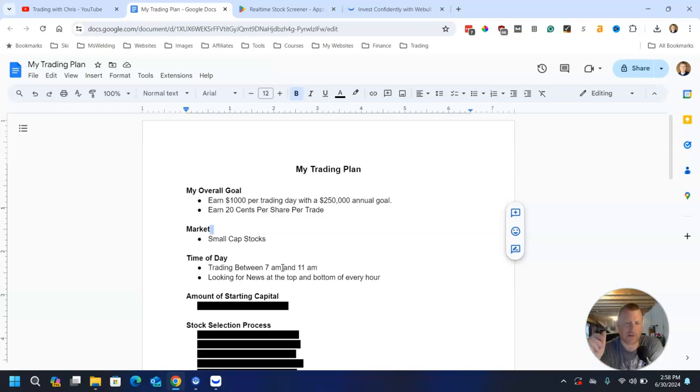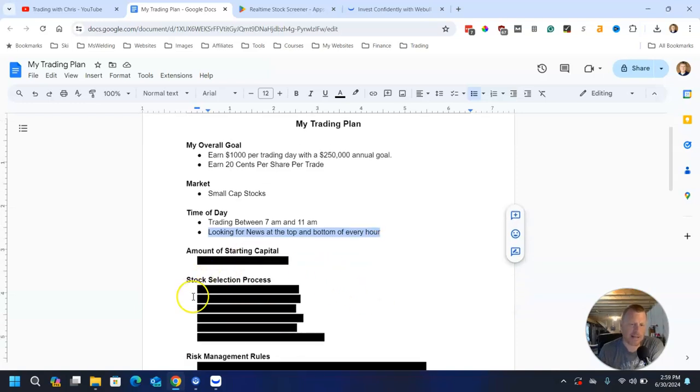That's what I focus on. The way I also do this at the time of the day, I'm also looking for news at the top and bottom of the hour. News is really the catalyst, what you're looking for that drives these stocks. And that's one of the big things, as I will mention here in a little bit, when I talk about stock selection, what I'm picking and stuff like that.